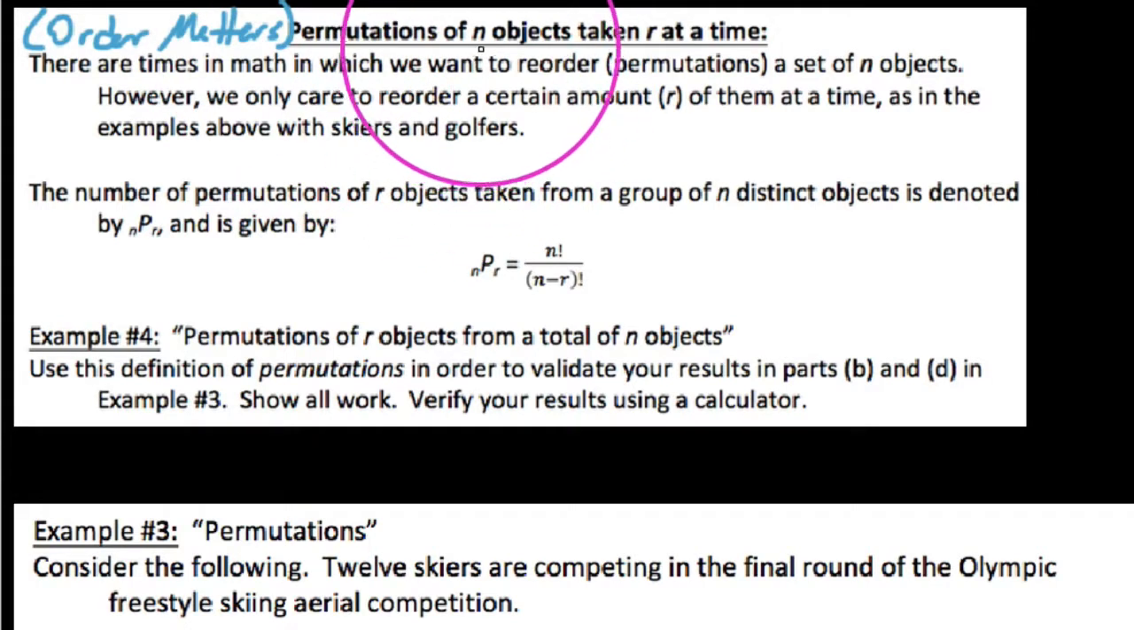But maybe we have n total objects, and we only want to rearrange r of them at a time. There are times in math in which we want to reorder, or permute, a set of n objects. However, we only care to reorder a certain amount of them at a given time. If n represents the total number of objects that we have, r is going to represent the number of those objects that we want to rearrange.